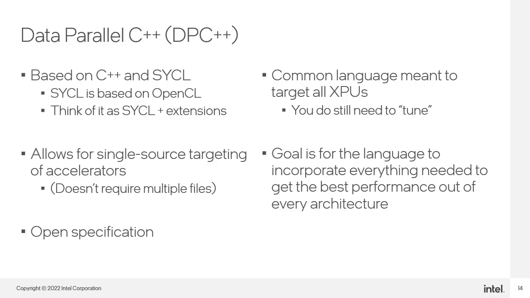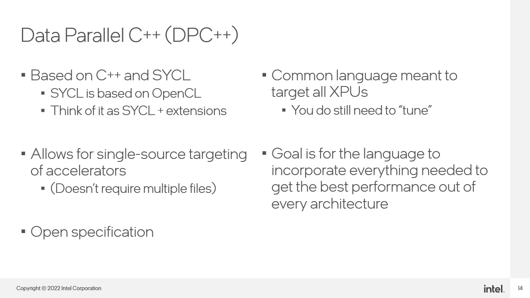Recall we mentioned that DPC++ is a combination of C++ version 11 and higher and SYCL version 1.2.1 and higher. SYCL is based on OpenCL. Now think of DPC++ as SYCL with some extensions. If you are familiar with OpenCL, you will find that there are some similarities with DPC++. A major difference, however, is that DPC++ allows for single source targeting of accelerators. Basically, you don't require multiple files when targeting accelerators such as GPUs, FPGAs, etc.